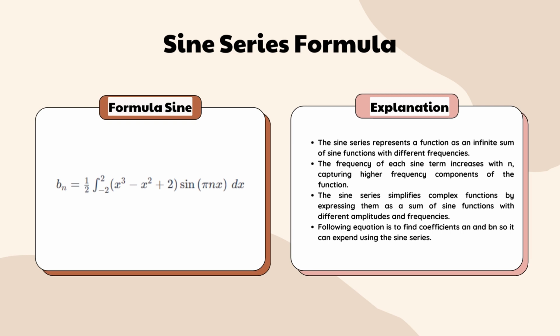The sine series formula represents a function as an infinite sum of sine functions with different frequencies. Each sine term increases with n, capturing higher frequency components of the function. The sine series simplifies complex functions by expressing them as a sum of sine functions with different amplitudes and frequencies. The following equation is to find the coefficients an and bn, so the function can be explained using the sine series.